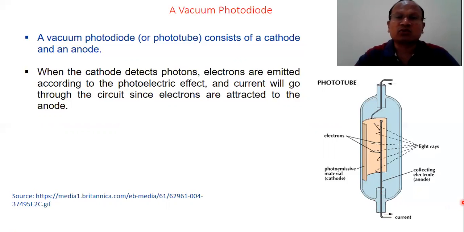Initially there was no IC-based or integrated circuit based diode or this type of photodiode. So it began with the vacuum tube only, where there were an anode and a cathode, and the cathode was coated with a material that can accelerate the emission of electrons when light strikes the surface. So when the cathode detects the photons, electrons are emitted according to the photoelectric effect, and the current will go through the circuit because the electrons are attracted by the anode. This is the working principle of the vacuum tube photodiode or phototube.